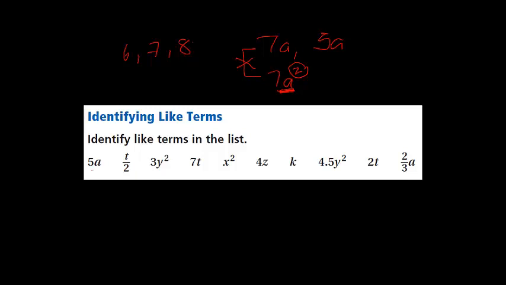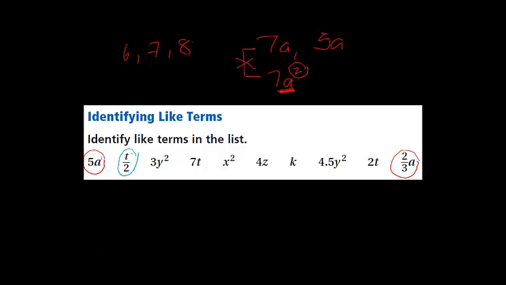So our first question gives us 5a, t over 2, 3y squared, 7t, x squared, 4z, k, 4.5y squared, 2t, and 2 over 3a. If we start with a, I circle 5a in red, and I'm going to look for more letters of a to the power of 1. So my very last term is 2 over 3a to the power of 1. Those are like terms.